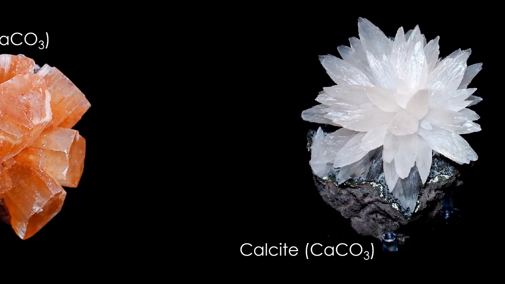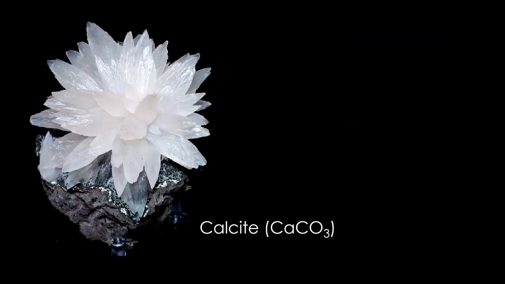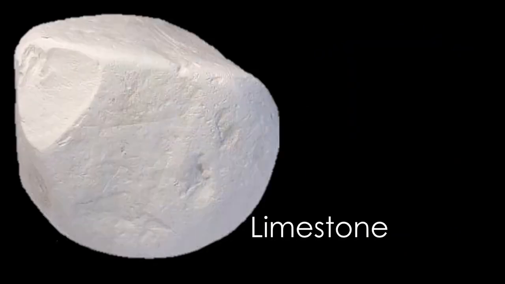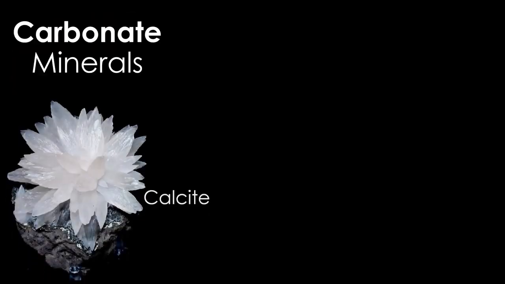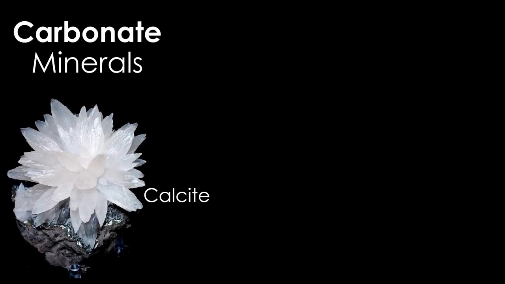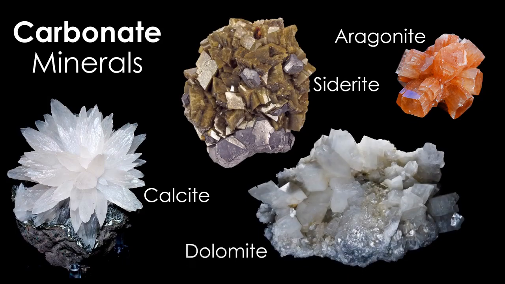Generally speaking, calcite is usually more common, particularly for limestones that are ancient. Calcite usually makes up 50% of a limestone or more. Calcite is just one of many minerals in the carbonate mineral family. Some of the other important minerals in this group include aragonite, siderite, and dolomite.